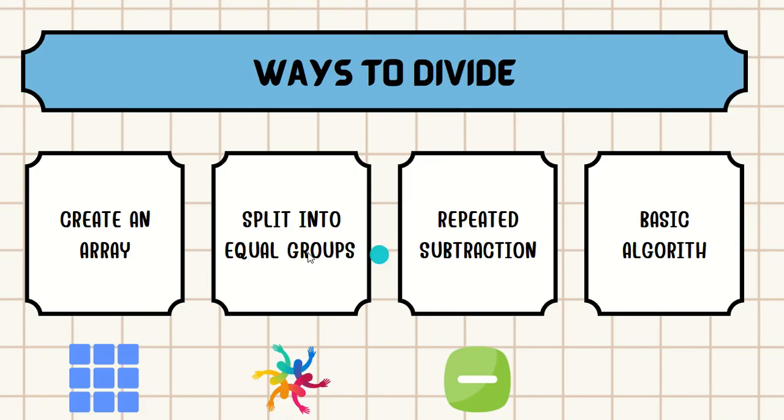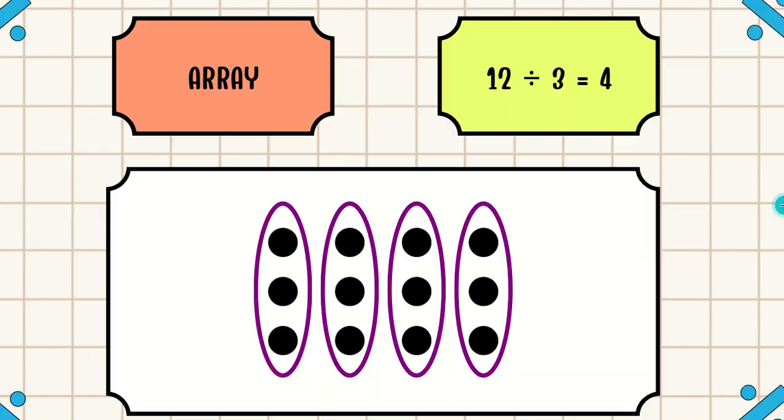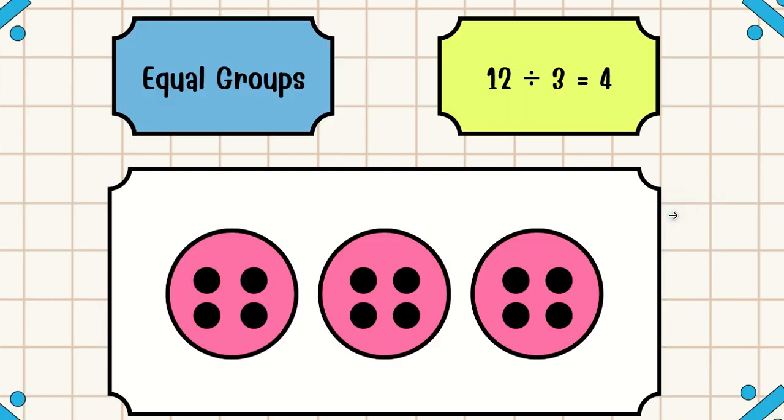Remember, we practiced 4 different ways: the arrays, equal groups, subtraction, and the basic algorithm. Arrays is when we made lines and organized things in groups. Then we have equal groups, that is when we create groups and we set the objects in each different group.